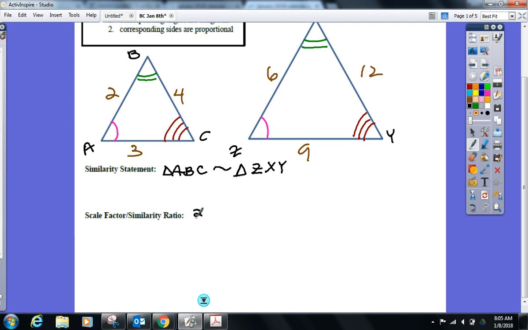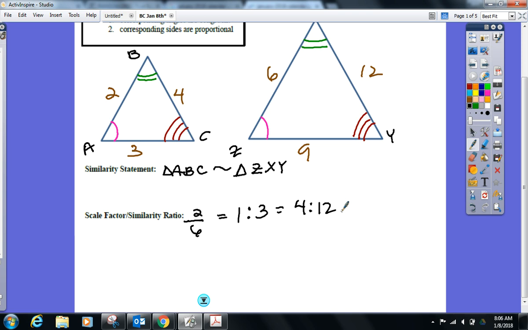Or we talked about the other way to write it from Friday. Sorry, 2 to 6, excuse me. Surprised none of you jumped all down my throat on that one. 2 to 6. We could also write it 1 to 3. You could also go 4 to 12. Any of these are acceptable. So anytime we're looking for the scale factor, similarity ratio, that's the ratio of 2 corresponding sides. All good. Questions?